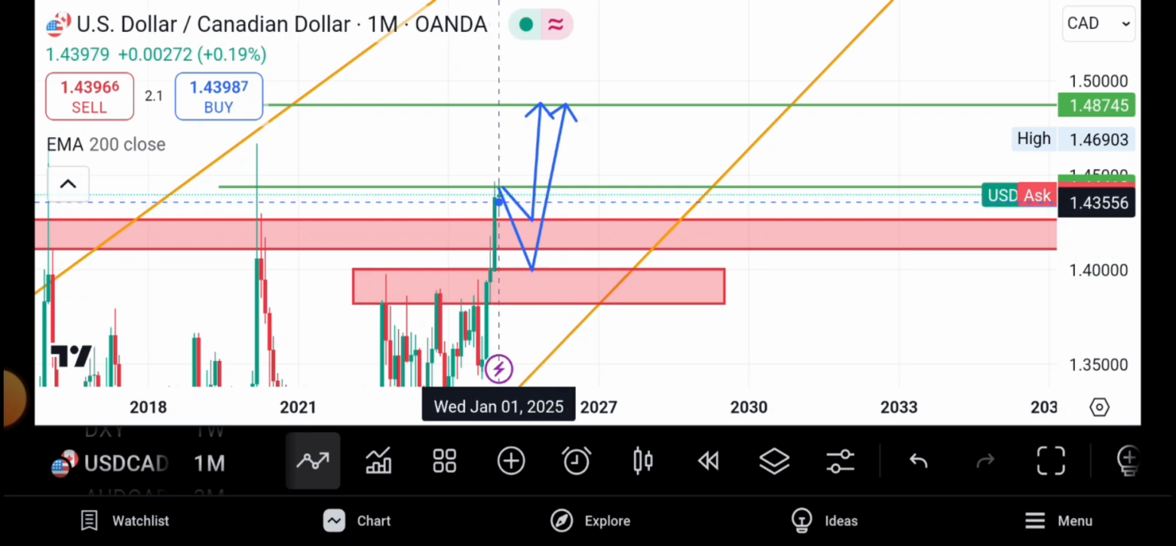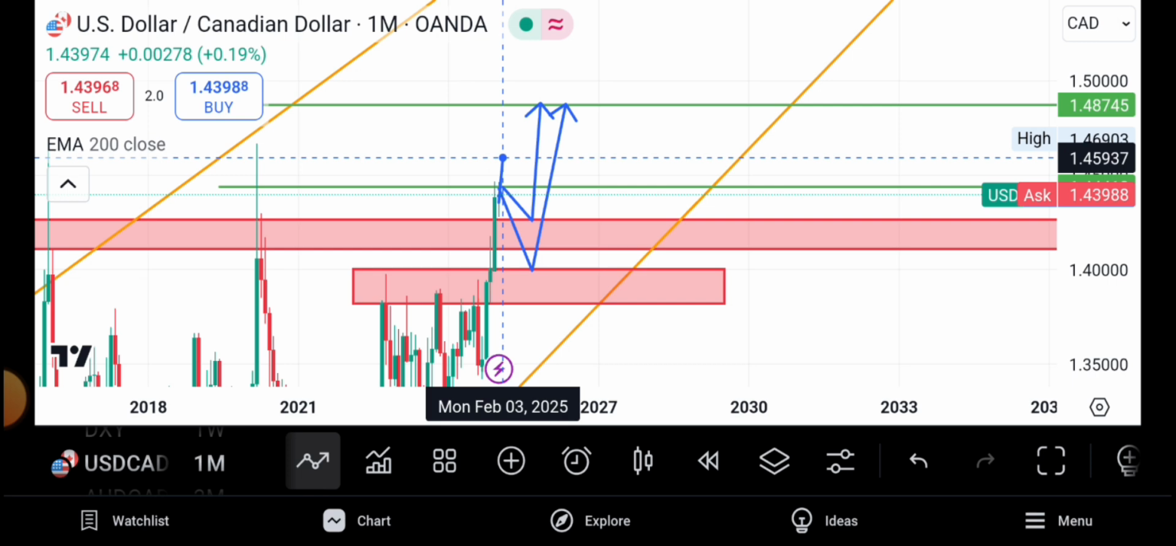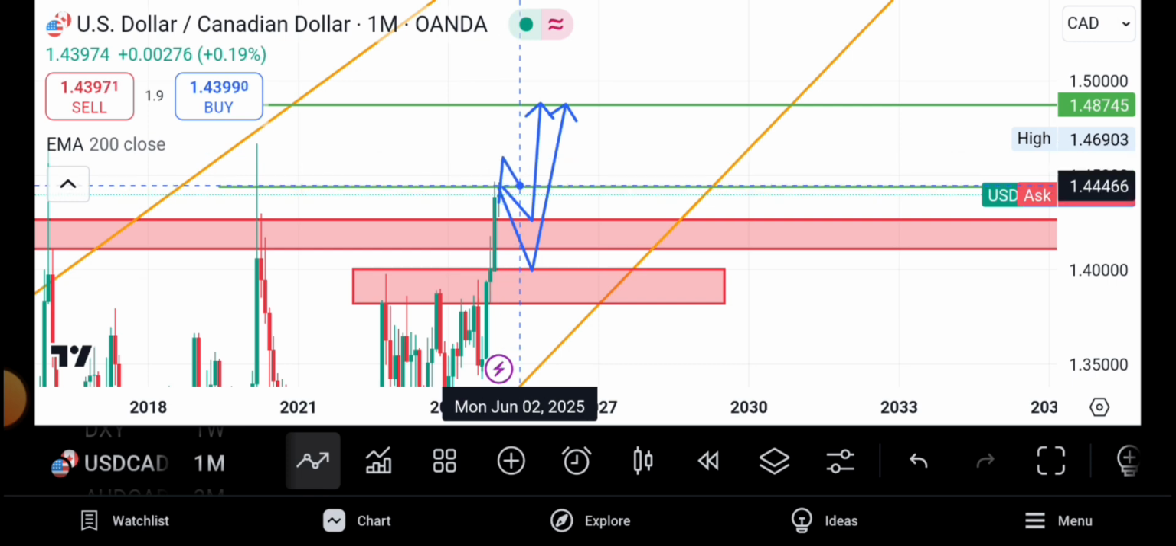Scenario number three is the market might try to do what? It might try to break that zone, retest, and then do what? And then target that zone. You can bear me witness. Those are scenario number three.